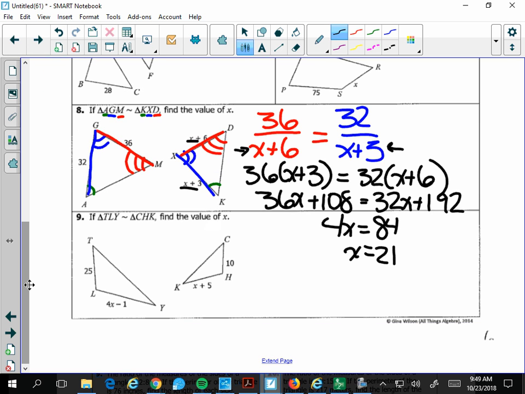So why don't you guys try this one? And then that'll be it for today. We'll try that one, and then we will pick up on this tomorrow.